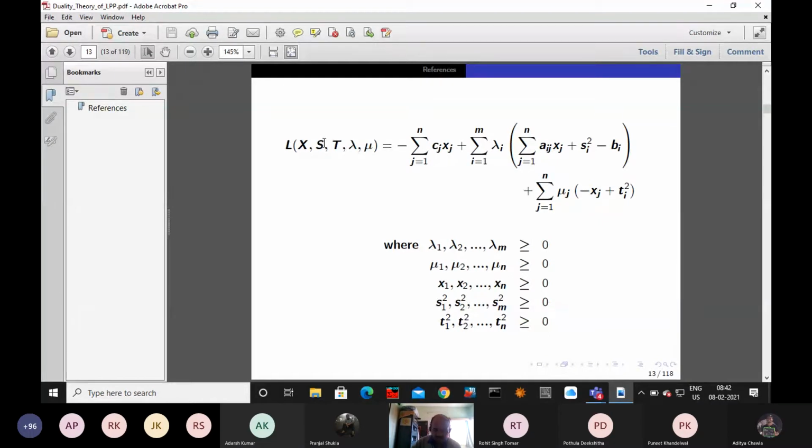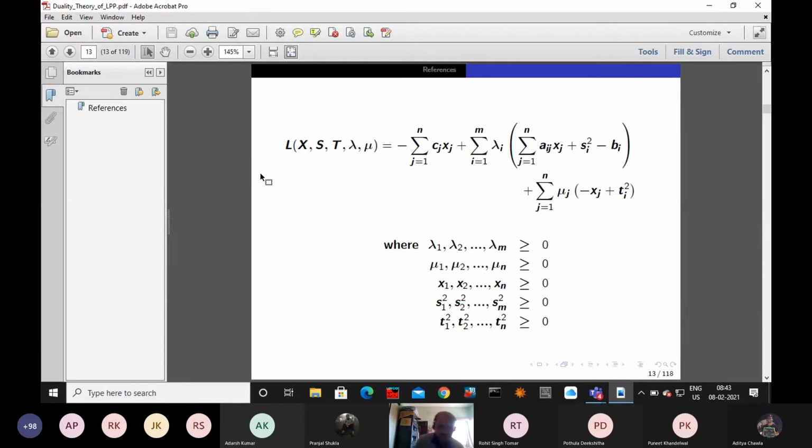So what about the terms? These lambda 1, lambda 2, lambda m are the multipliers with respect to the first constraints, so they are equality type constraints, m in number. Then we have multipliers like mu 1, mu 2, mu n with respect to the second type of constraints, so there are n in number. These are the multipliers, the first set and the second set. We'll treat them as primal variables and dual variables. Which one is primal and which is dual, you will learn.